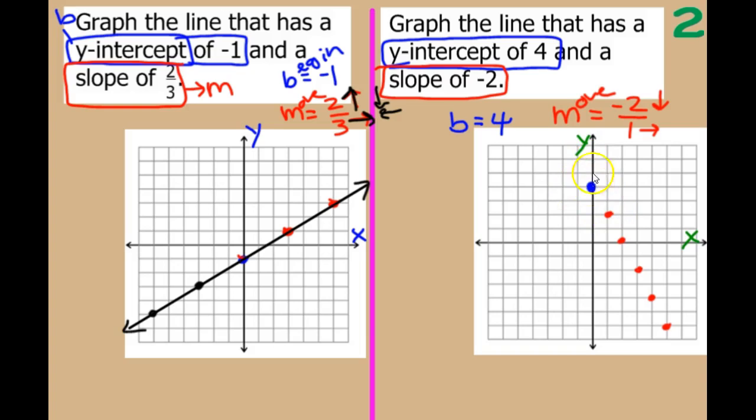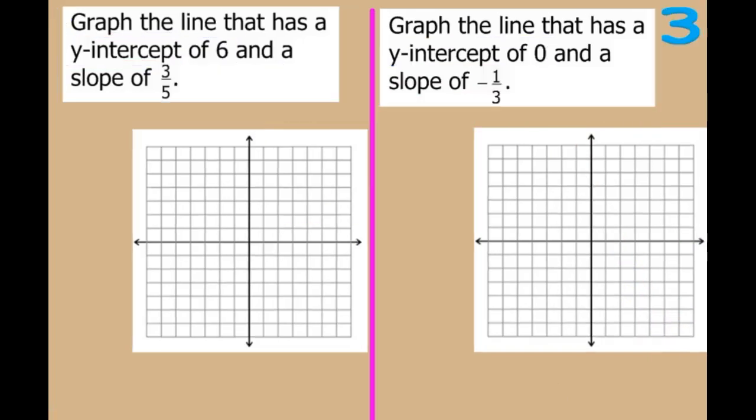We can also do the opposite and go up and left. Up 2, 1 to the left. And draw our line through. And put arrows on both ends. Flip on over.